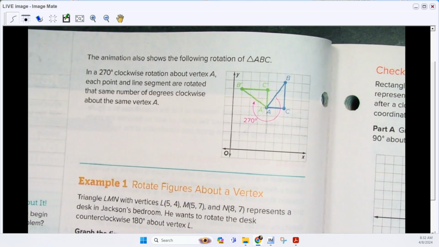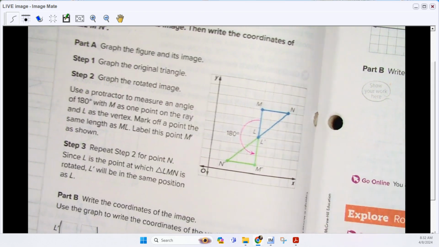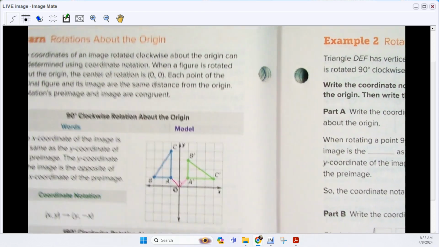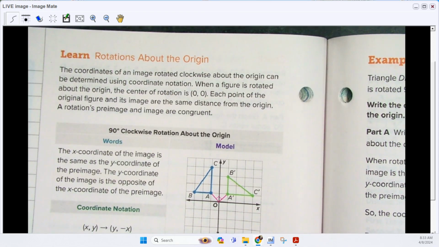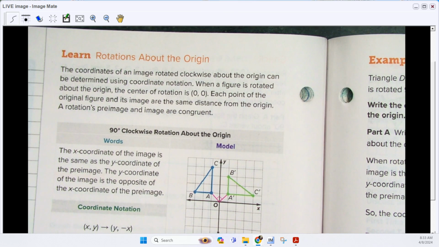We are not going to be doing this work about different points. We're just going to be doing it around the origin. So we're going to skip over to page 458. The coordinates of an image rotated clockwise about an origin can be determined using coordinate notation, which we've been doing. When a figure is rotated about the origin, the center of rotation is 0, 0. Each point of the original figure and its image are the same distance from the origin.